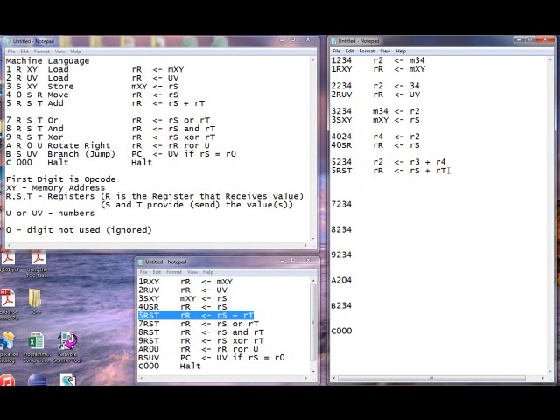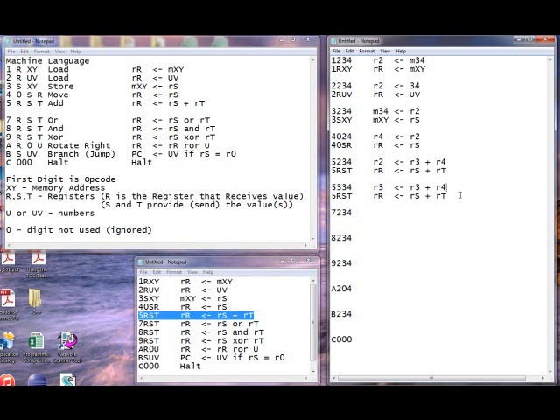Let's take this instruction. Let's say we write 5, 3, 3, 4. Then according to our pattern, that means register 3, because that's the R, receives the value of register 3 plus register 4. And so we would take register 3's original value, add register 4 to that, and then put the result back into register 3.